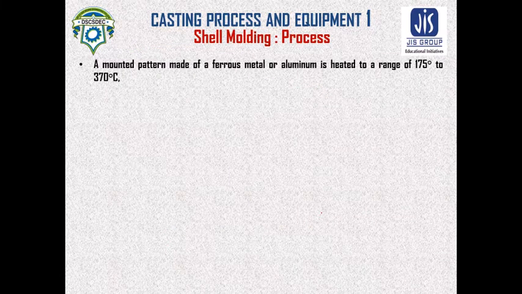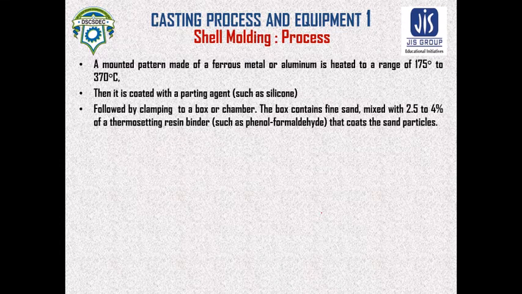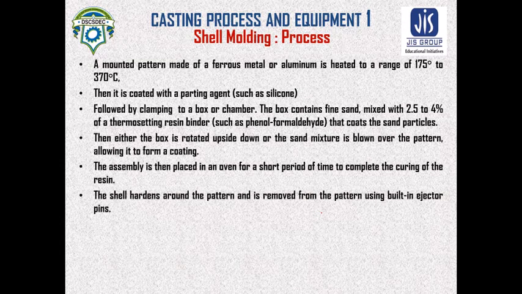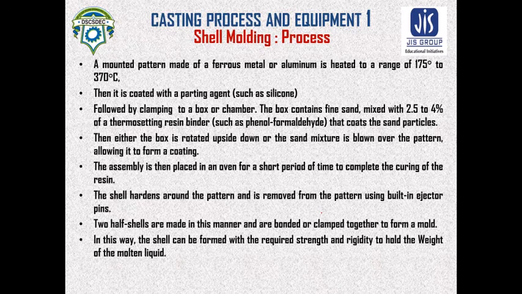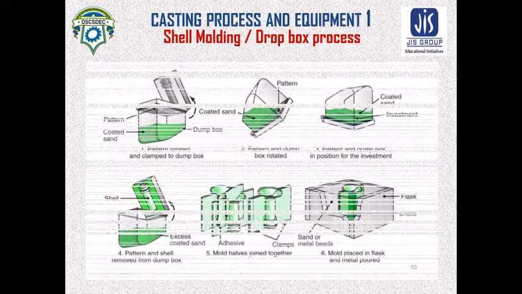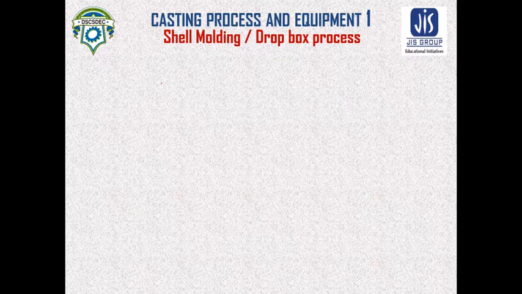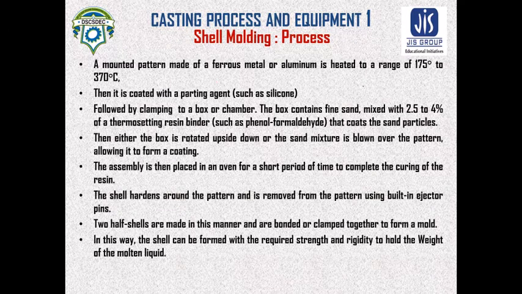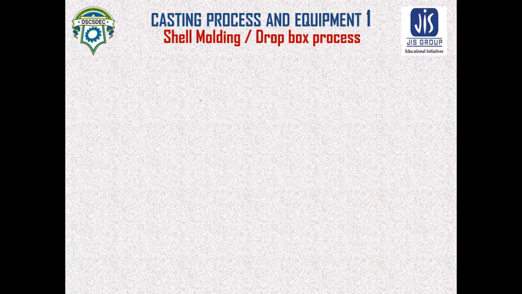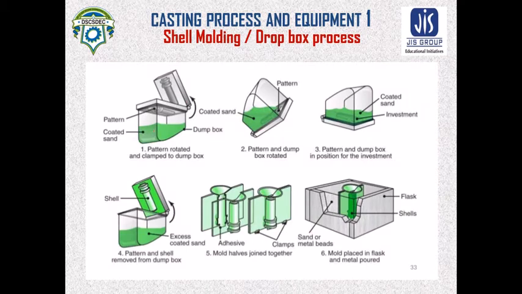So now we will see the process. Roughly from this figure we can say that first this pattern is heated at a temperature of 175 to 370 degrees Celsius. Then it is coated by parting agents such as silicone.